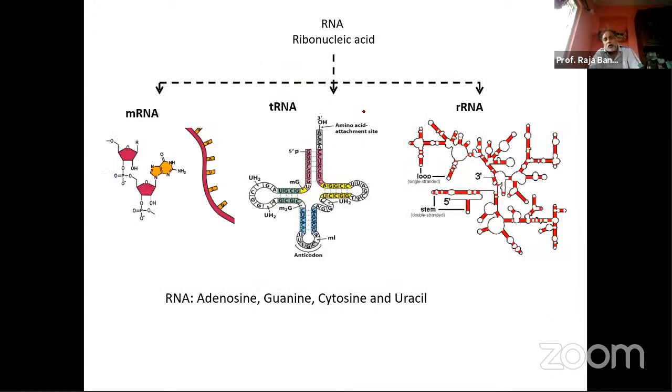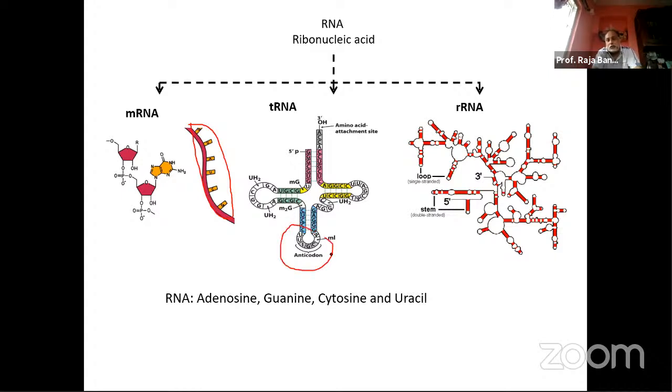Now after DNA, we have the RNA, and this is basically mRNA, messenger RNA. There is a codon part, this part is the codon part, which we have to work with. And this is the tRNA.